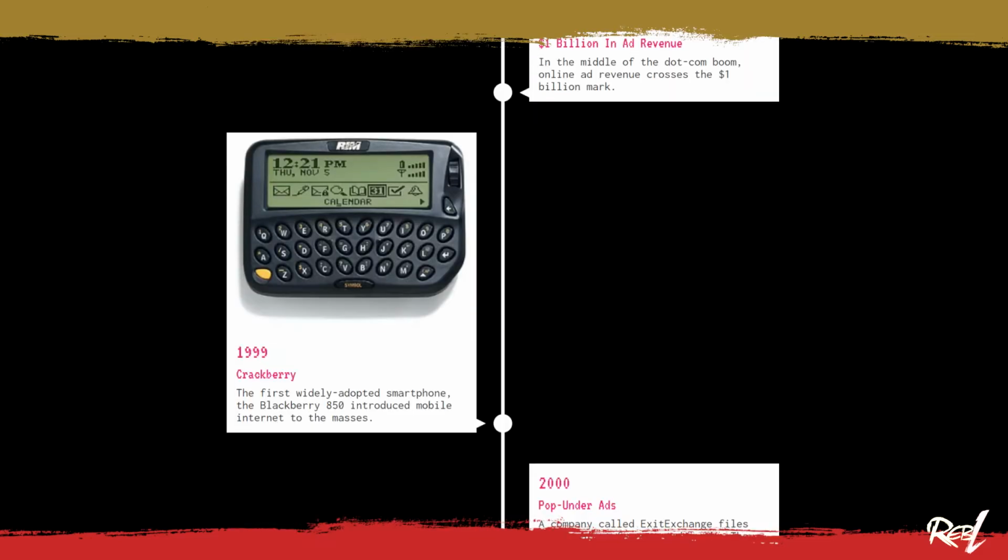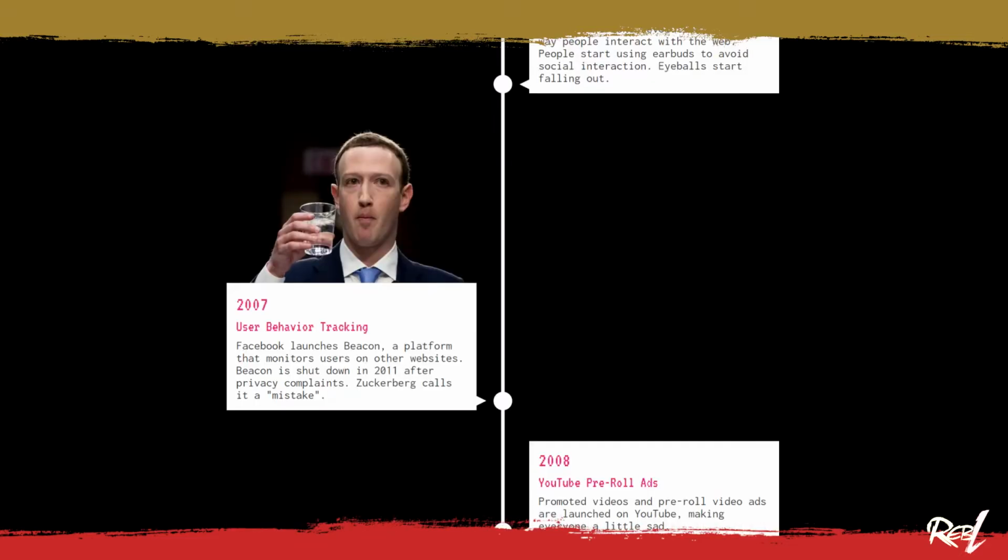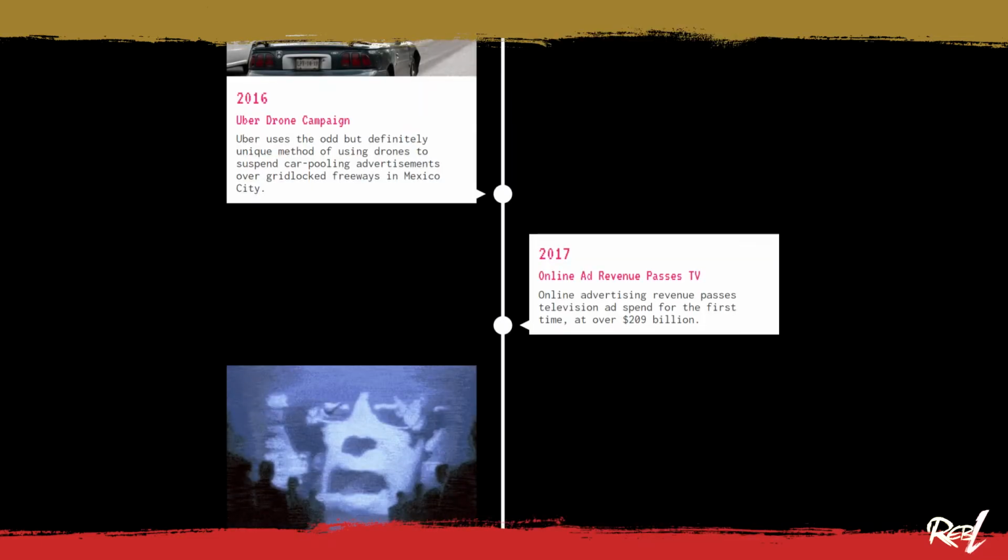In 1999, the BlackBerry, the first widely adopted smartphone, is introduced to the masses. And then coming into the 2000s, user behavior tracking, Facebook launches Beacon. We all are familiar with this. And then in 2017, online ad revenues surpassed TV revenues. So you guys got to see that fun timeline that was created by Disco Sloth.